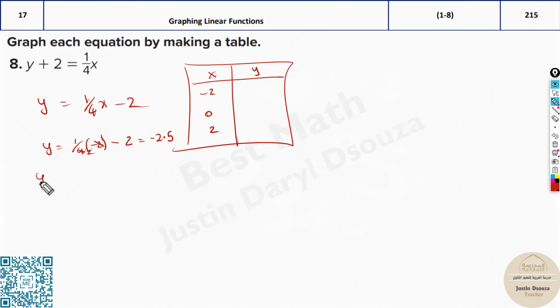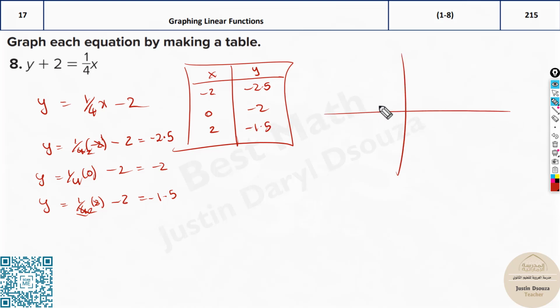And next one, when it is at 0, 1/4 times 0 minus 2, the answer will be minus 2. And what about positive 2? 1/4 times positive 2 minus 2, this will be half, but you're adding the half to minus 2, so it'll be minus 1.5. So these are the values. If you do the calculator method, you will get the same values, and then you have to graph this.